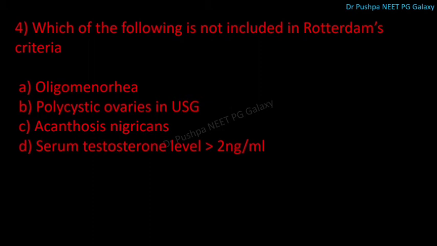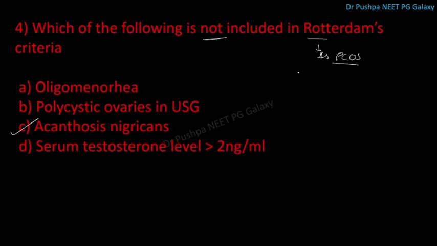So next question is, which of the following is not included in Rotterdam's criteria? Oligomenorrhea, polycystic ovaries in USG, acanthosis nigricans, serum testosterone level more than 2 nanogram per ml. The correct answer is acanthosis nigricans. So what is this Rotterdam's criteria? This is the criteria used in diagnosis of PCOS, that is polycystic ovarian syndrome.